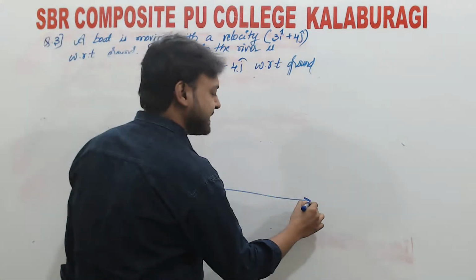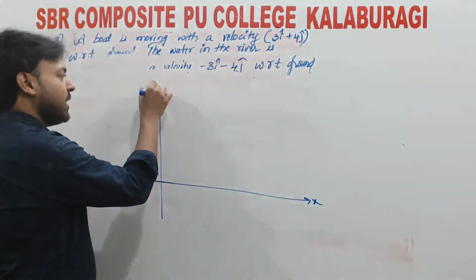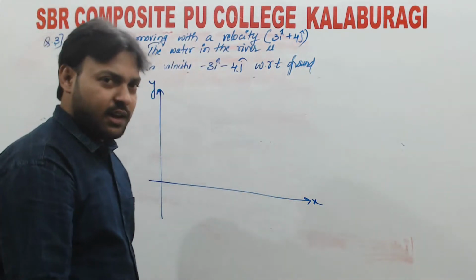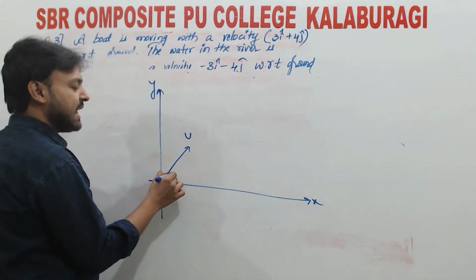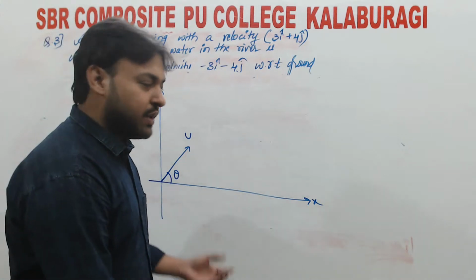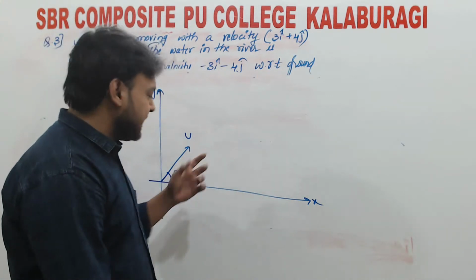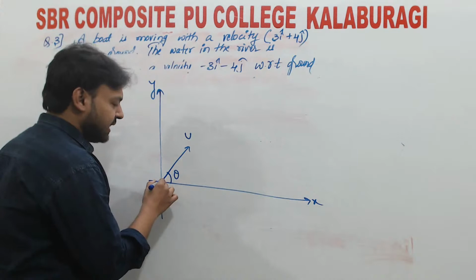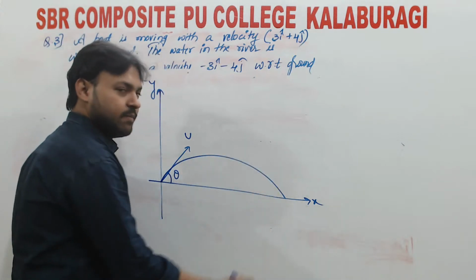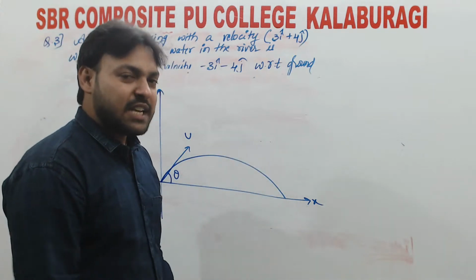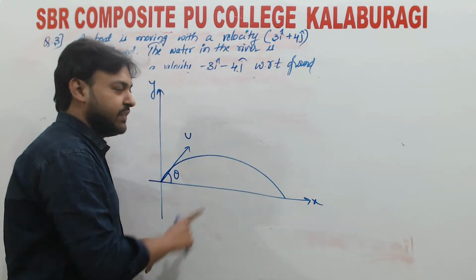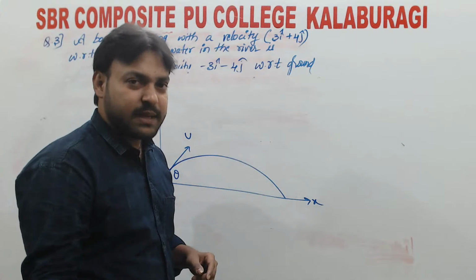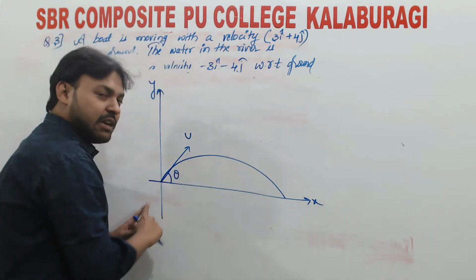Along x-axis and along y-axis, we projected a particle with a velocity u, making an angle theta. What happened? We got a curve like this. What do you mean by trajectory now? Trajectory is nothing but how the curve behaves. If it is a straight line, y equals mx plus c. This is like a parabolic equation, right?